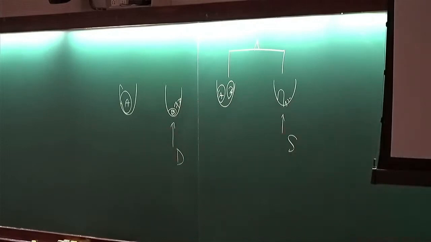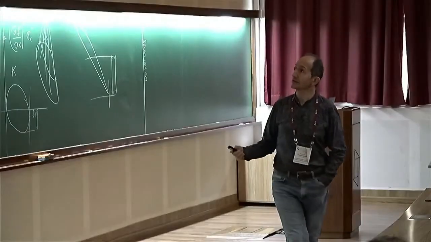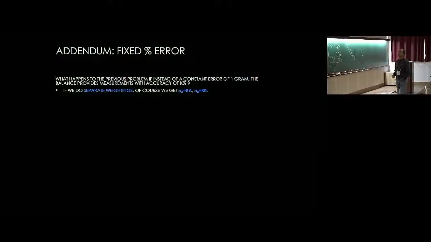Or you could ask yourself what happens if instead of a constant error of 1 gram, the balance provides measurements with an accuracy of some percentage, 1%. The problem changes then because error propagation changes. You have a percentage error, so you are in the multiplicative regime. So if we do two separate weighings, of course, each of them is affected by 1%. So 1 kilogram plus or minus 10 grams, 2 kilograms plus or minus 20 grams.